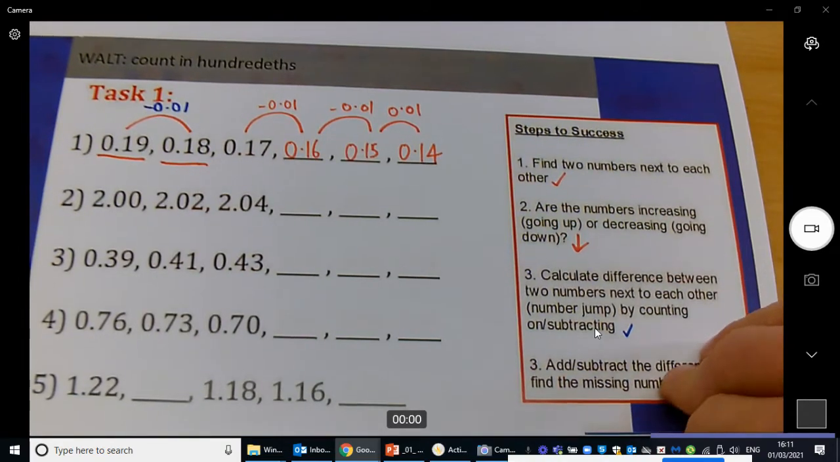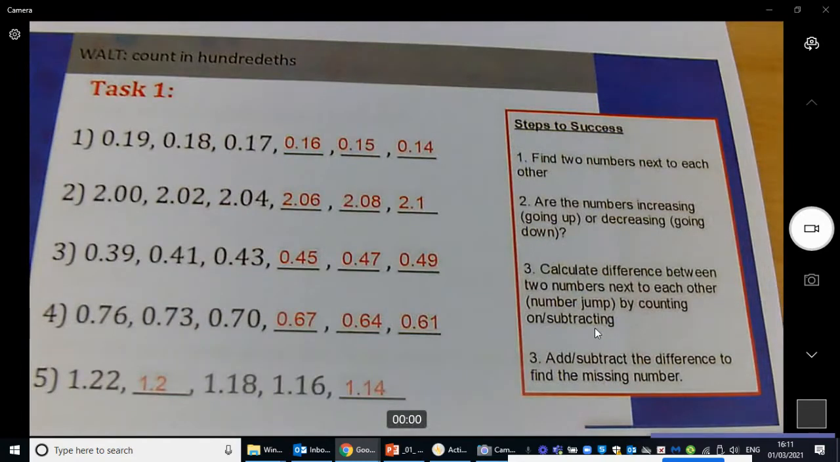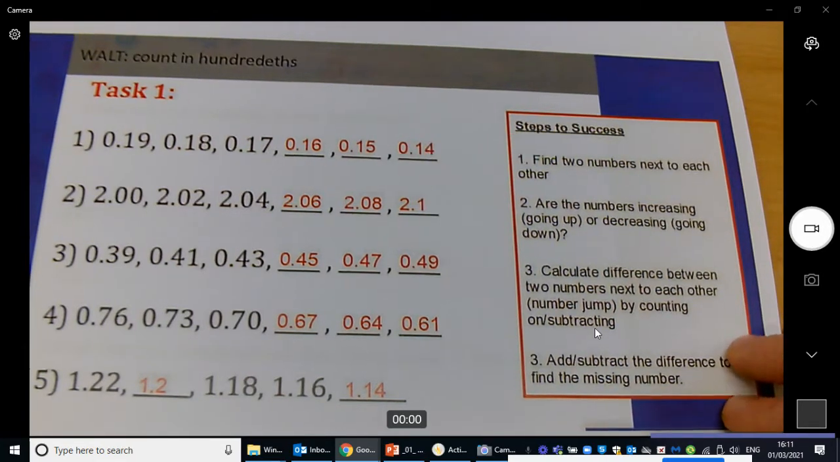Right, let's have a look at those answers. There we go. So pause the video and go through with a different coloured pen, please. And just give those a mark. Excellent.